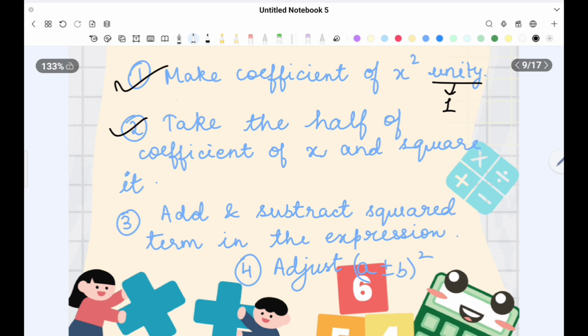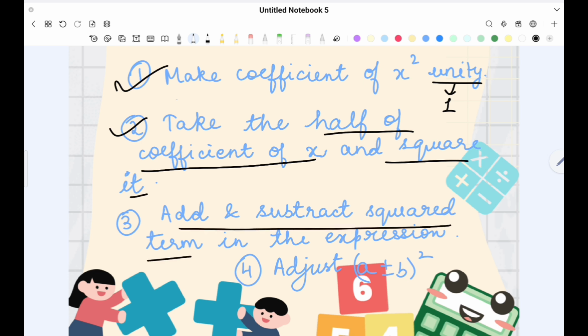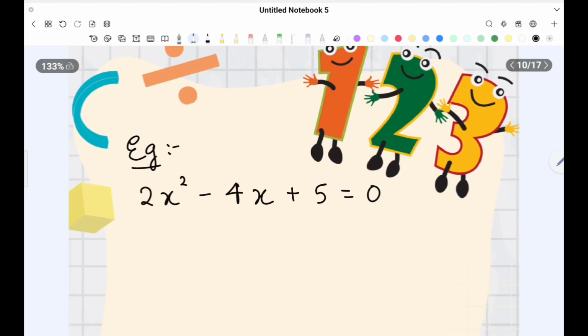Take half of the coefficient of x and square it. Add and subtract the square term. The term that comes here, you have to add and subtract in the expression which is in the question, and we will have to adjust it to a plus minus b whole square. Now let us understand this through this example.